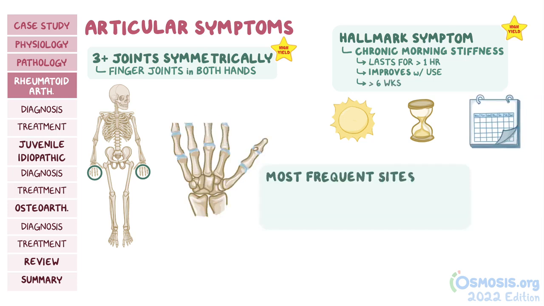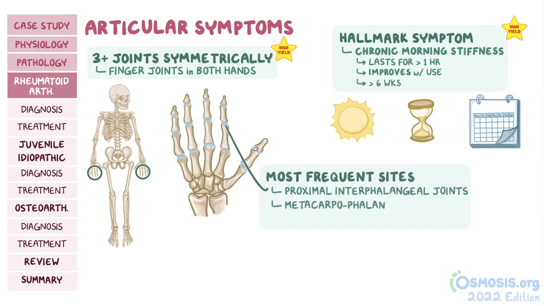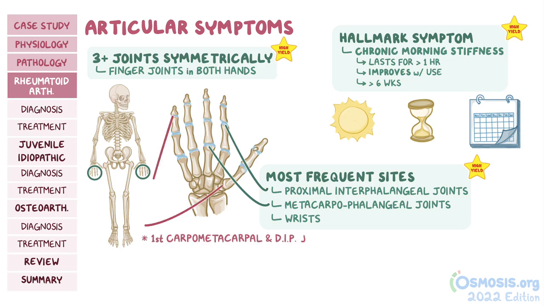The most frequent sites are the proximal interphalangeal joints of the hand, the metacarpophalangeal joints of the hand, and the wrists. By contrast, the first carpometacarpal joint and the distal interphalangeal joints are rarely involved because they contain very little synovium.